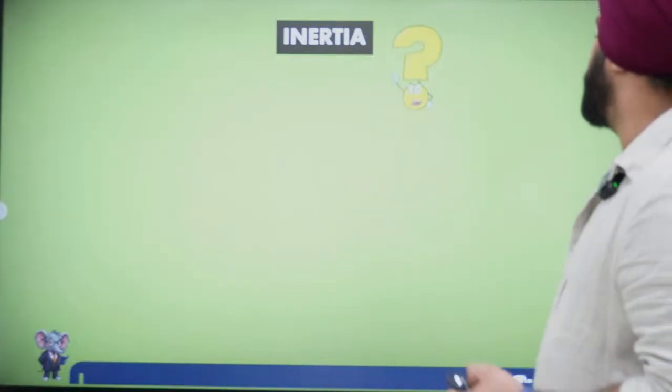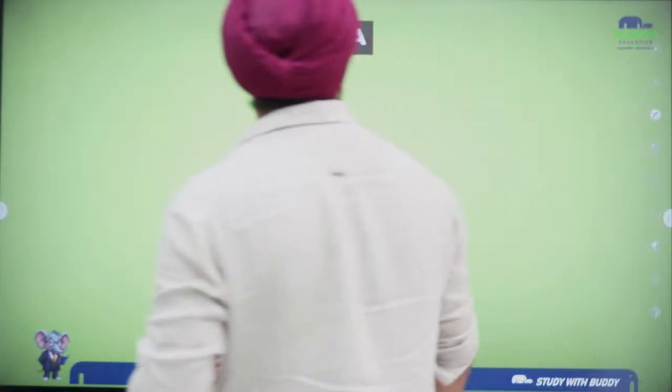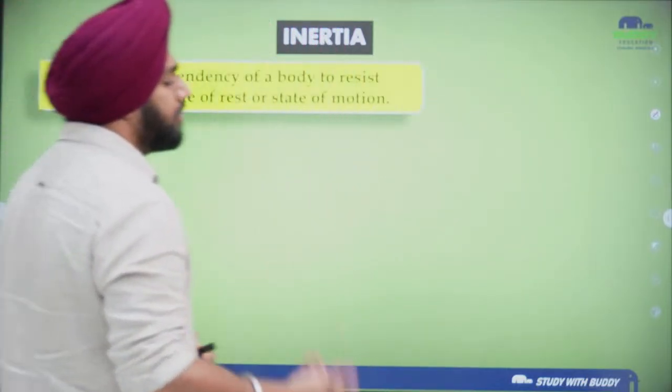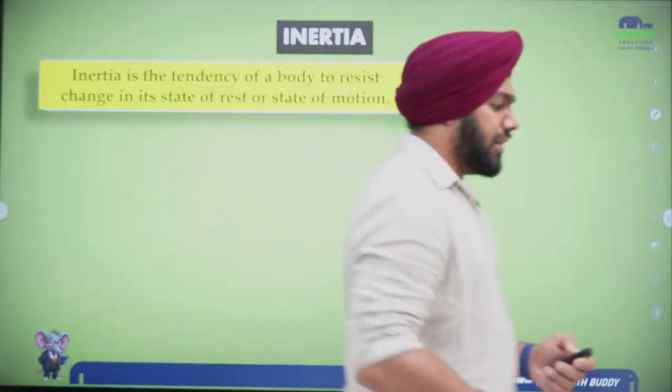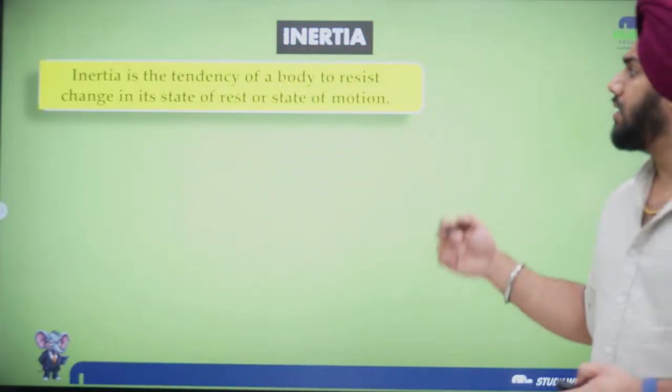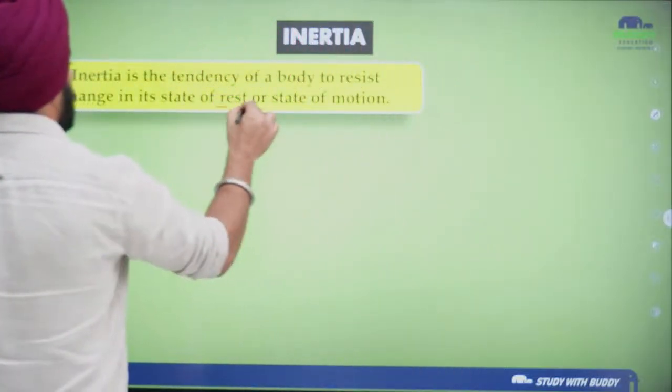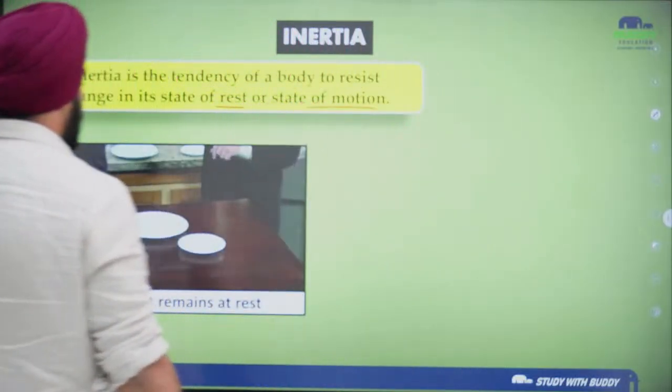So, inertia is the property of an object through which it resists its change of rest or of motion, and it is dependent on mass. So, you need to remember, more is the mass, more is the inertia. Inertia means to resist, right? Obviously, resist the change. Inertia is the tendency of a body to resist change in its state of rest or state of motion. Okay.